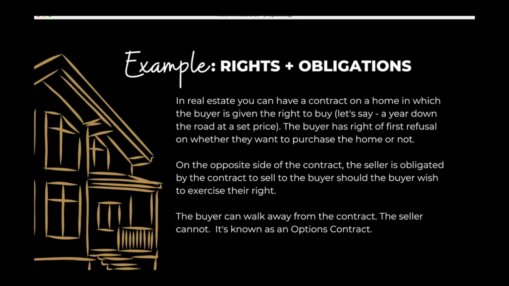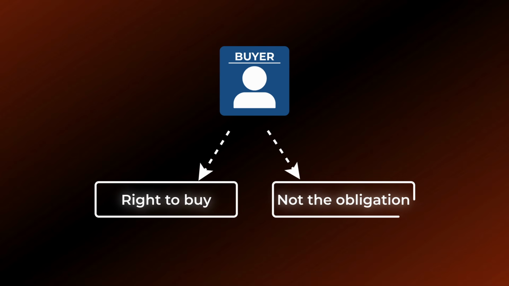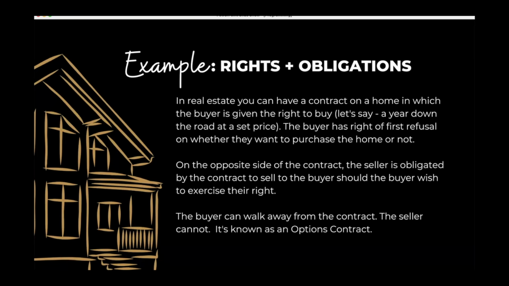I got this example from Andrea, like I said before, maybe a couple years back. And it goes like this. In real estate, you can have a contract on a home in which the buyer is given the right to buy, let's say a year down the road, at a set price. Sounds like an option, right? The buyer has the right of first refusal on whether they want to purchase the home or not. That's the right, but not the obligation. You do not have to live up to your right.